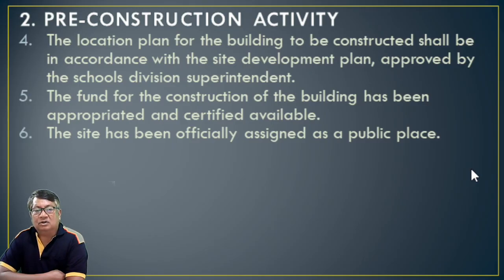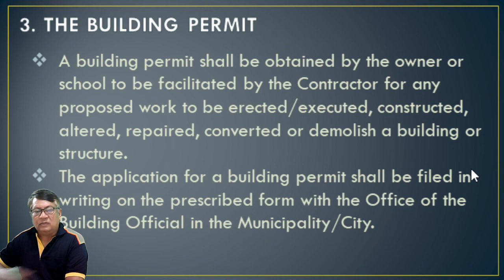Number 5, the fund for the construction of the building has been appropriated and certified available. The site has been officially assigned as a public place. Talking about building permits, this is very important. No? A building permit shall be obtained by the owner or school, to be facilitated by the contractor, for any proposed work to be erected or executed. Okay, constructed, altered, repaired, converted, or demolished, a building or structure.